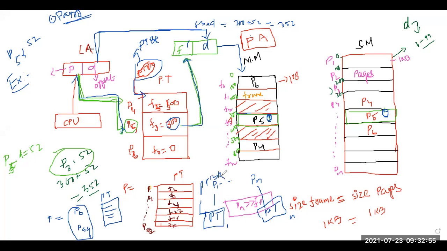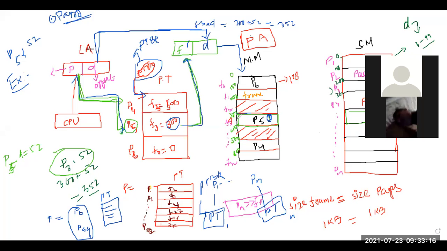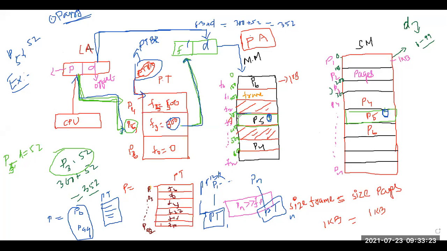Fine. So all of you note down this diagram, and if you are having any question, do ask right now. कोई भी doubt है तो पूछ सकते हो. Any doubt regarding this translation?